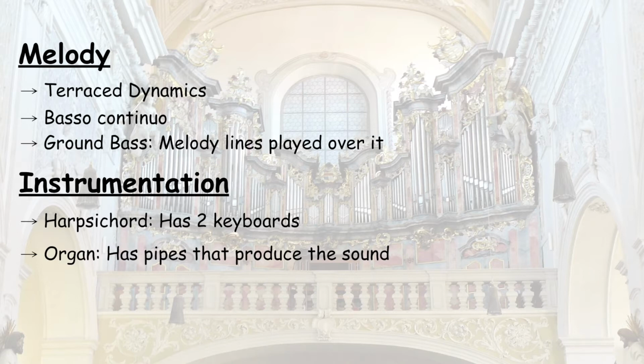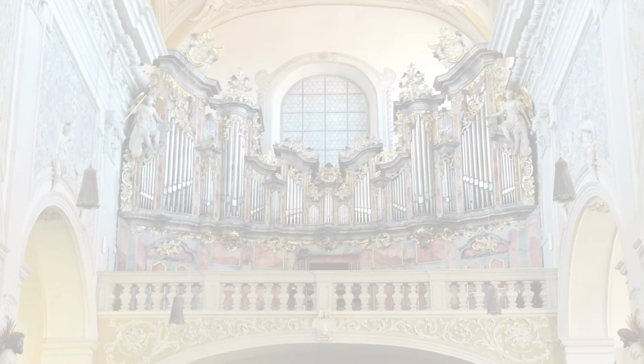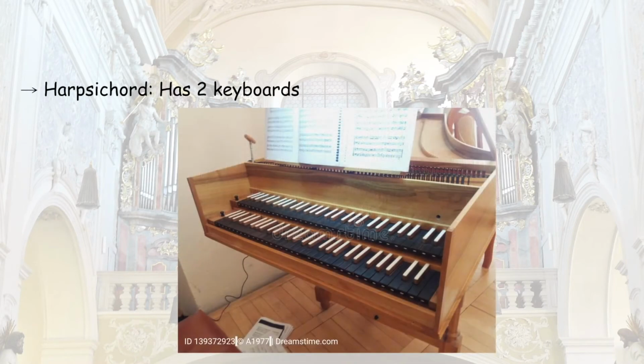The clarinet and piano were not invented yet. Instead, the harpsichord and organ was popular. The harpsichord is an instrument similar to the piano, but has two keyboards, one on top of the other. Here is what the harpsichord sounds like.